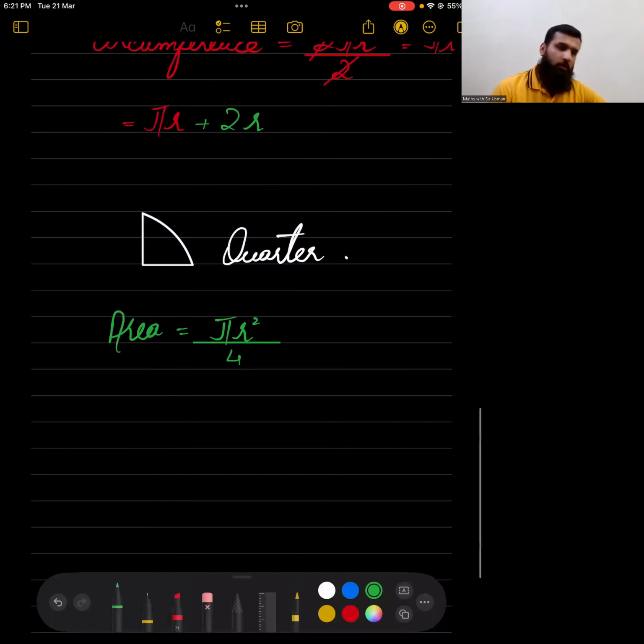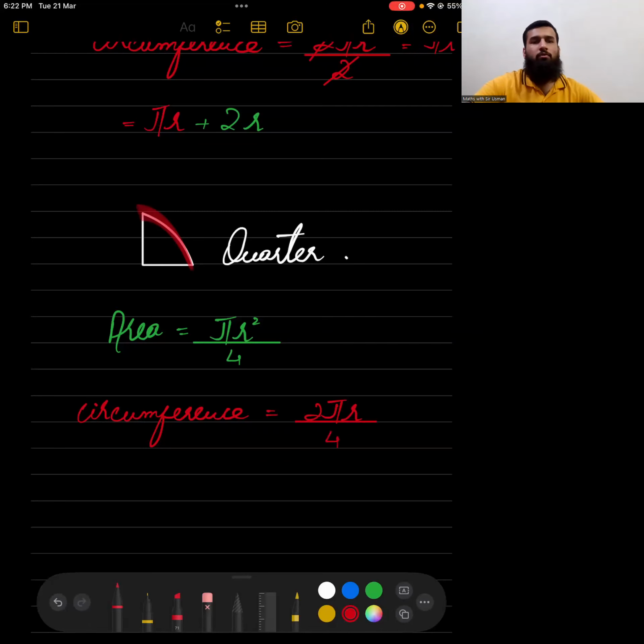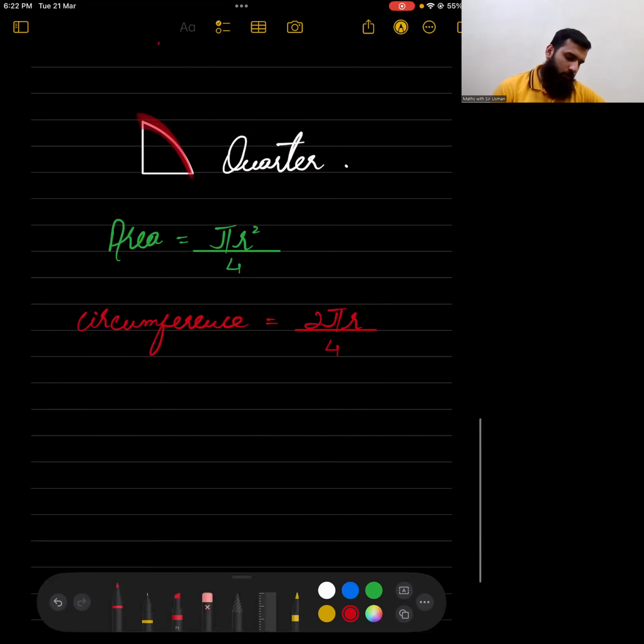Now talking about the perimeter, what we are going to do is take up this boundary, which is actually part of the circumference. Now it is 1/4 because it is 1/4. So we are going to take the circumference as 2 pi r divided by 4. Now the perimeter is going to be the entire touchable region. So it is going to be 2 pi r over 4.